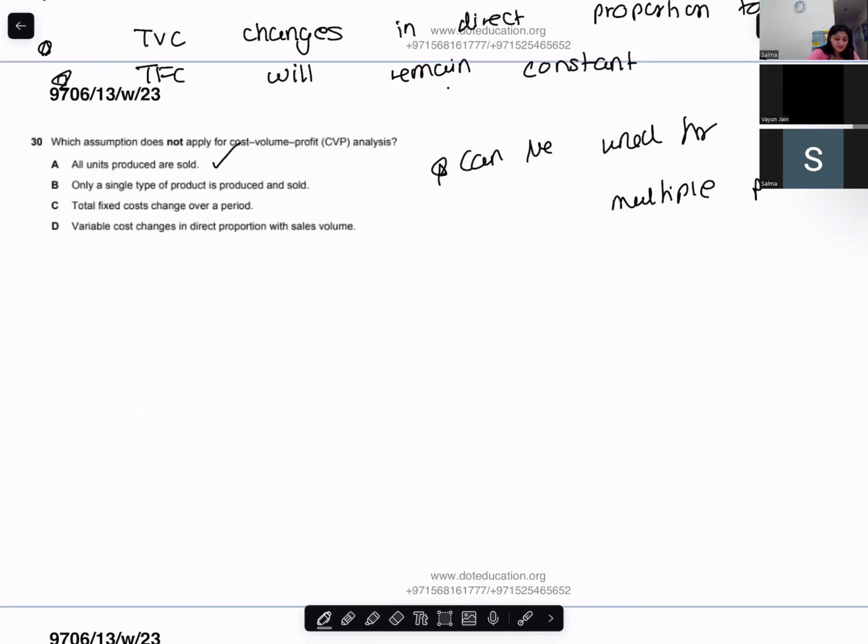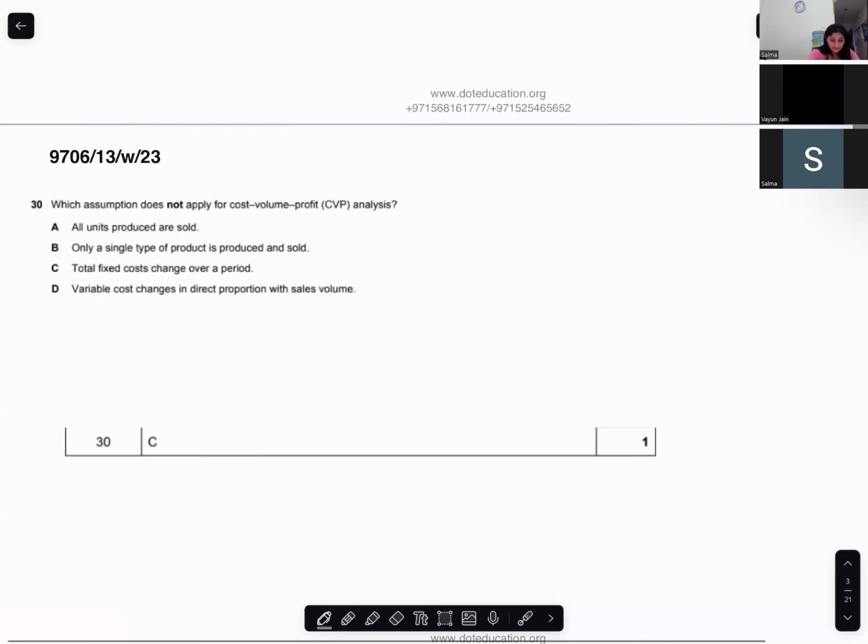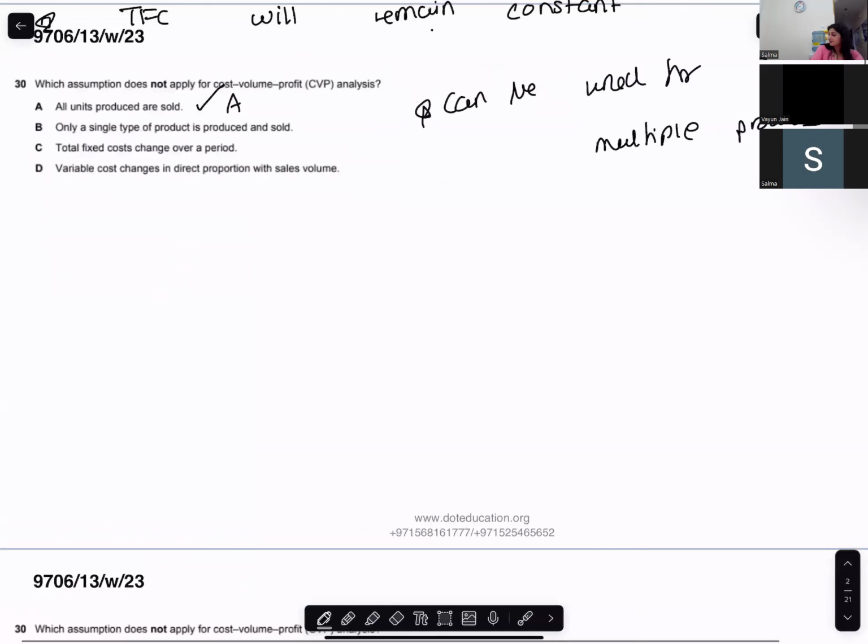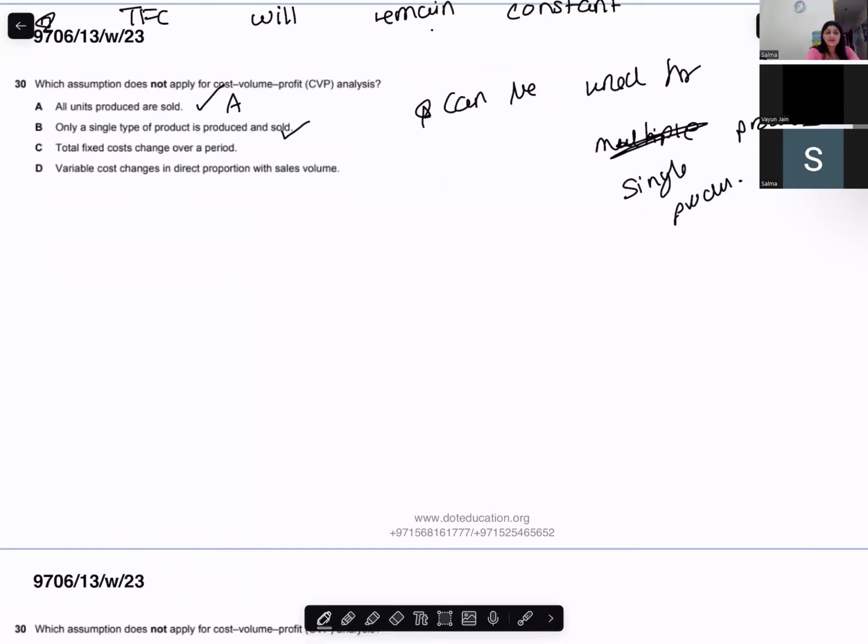This is an assumption of CVP analysis. This is also an assumption. Okay. Sorry, it is used for a single product. Single product is produced and sold. Even this is an assumption of CVP analysis.